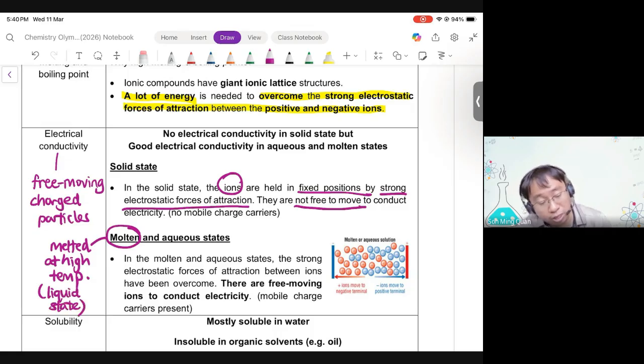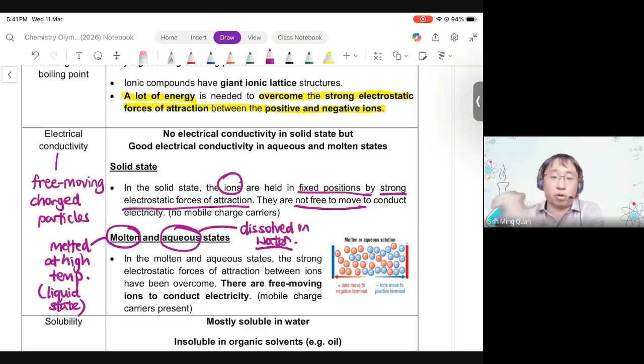Molten means liquid state. In the liquid state, the ions clearly will be free to move because they can slide past one another easily. Liquid state, right? Aqueous state means dissolved in water. The solvent is water. So aqueous means solvent is water. So if I dissolve it in water, similarly, the ions are free to move to conduct electricity. Okay? Now, these ones you must know.